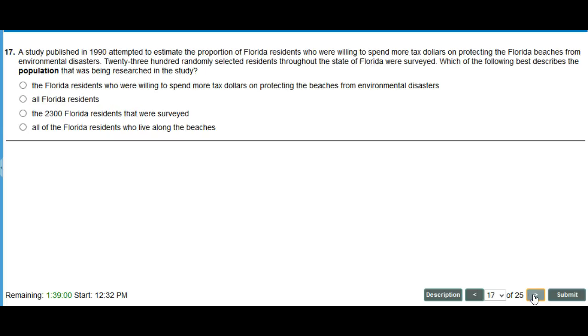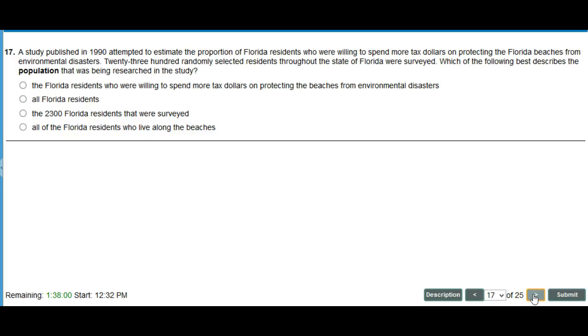Question 17. A study published in 1990 attempted to estimate the proportion of Florida residents who were willing to spend more tax dollars on protecting the Florida beaches from environmental disasters. 2,300 randomly selected residents throughout the state of Florida were surveyed. Which of the following best describes the population that was being researched in the study?